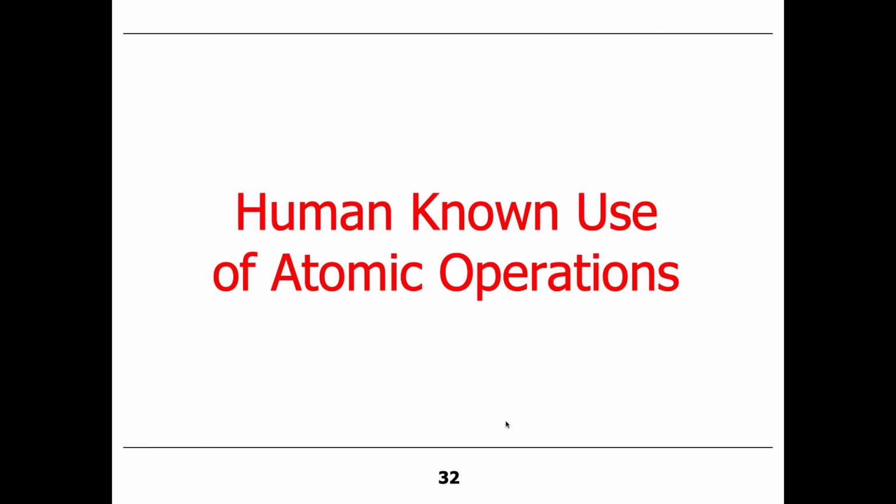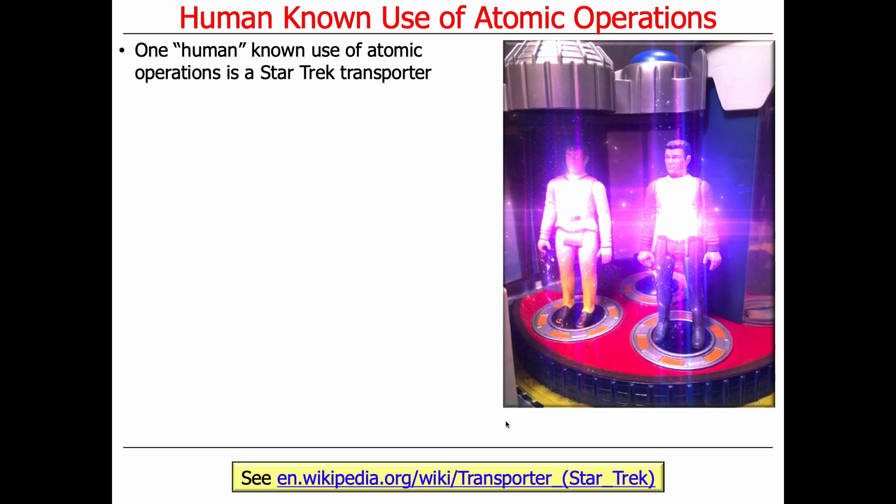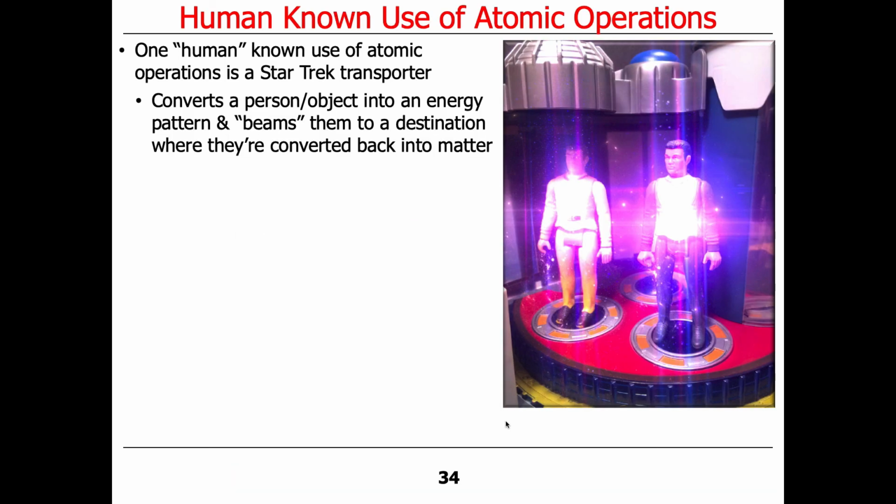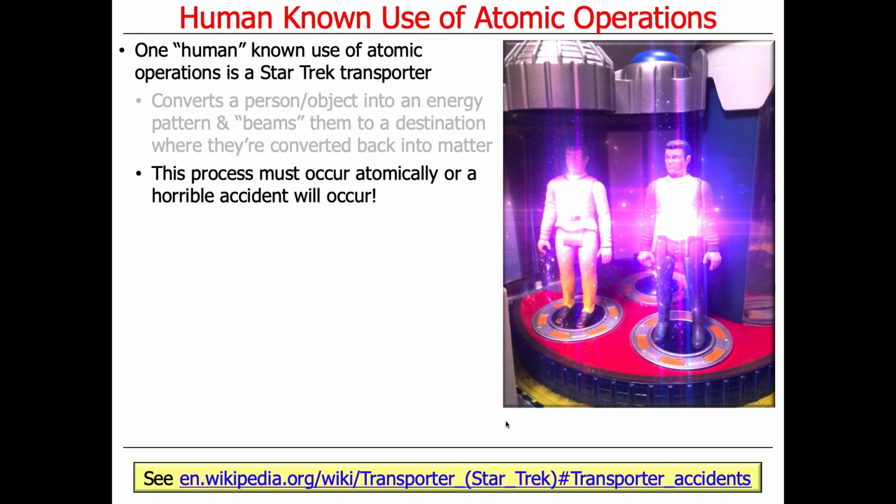What are some somewhat whimsical examples of human-known uses of atomic operations? Obviously, the Star Trek transporter would be one, where you beam people around. Everybody's favorite way to beat traffic gridlock in major cities is transporter beam. Not necessarily going to work anytime soon, but that would be great if you could do it. Clearly, this has to take place atomically. You either have to all show up or none of you show up, not half and half, otherwise you get bad results.